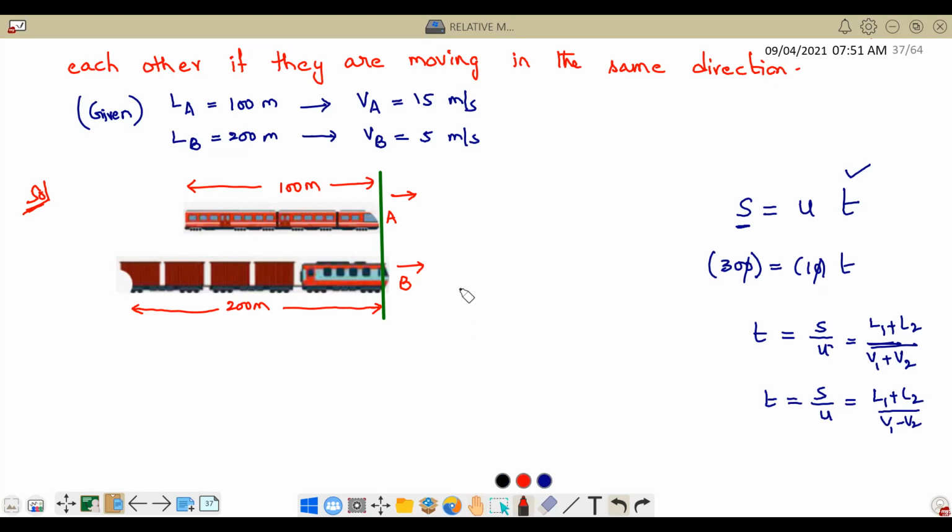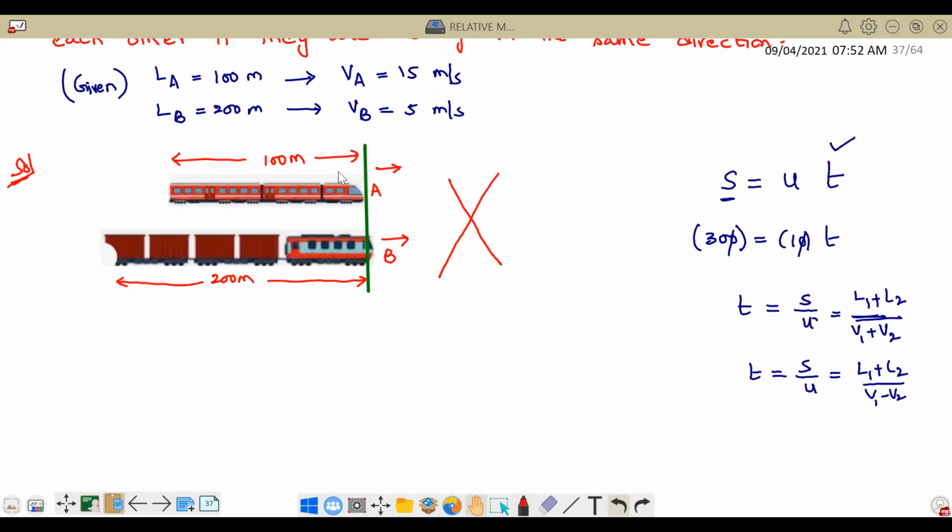This diagram is not correct. You should not take it like this. When they are traveling in the same direction, generally students will take it like this. If I ask for the answer, they calculate like this and then tell. But when I ask for the diagram, they draw it like this. So the answer they got, but the understanding is wrong.